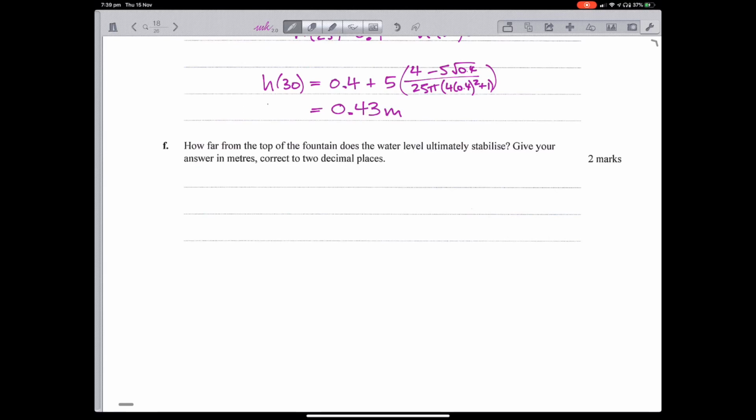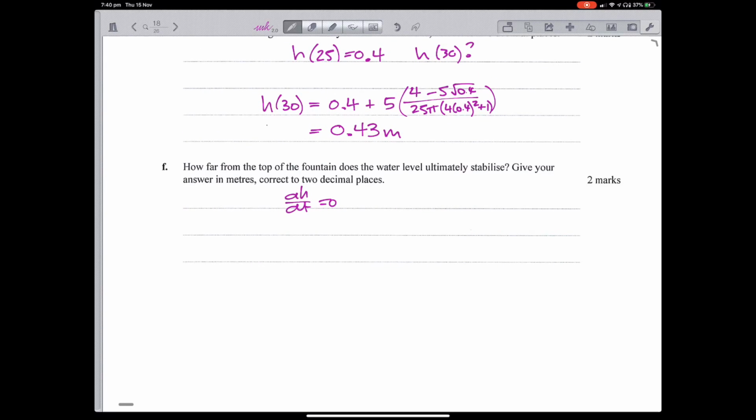Okay, how far from the top of the fountain does water ultimately stabilise? So the rate of change, dh dt, will equal 0. So I guess it's the top. 4 minus 5 root h is equal to 0, because the bottom doesn't really matter because we're going to times it by 0. So we're going to get 5 root h equals 4, root h equals 4/5, h is equal to 16 on 25.